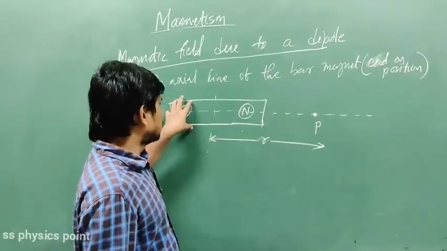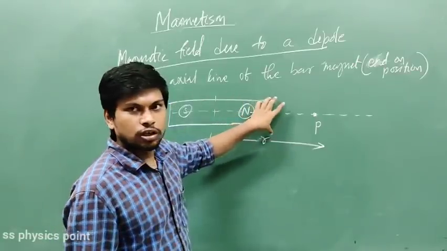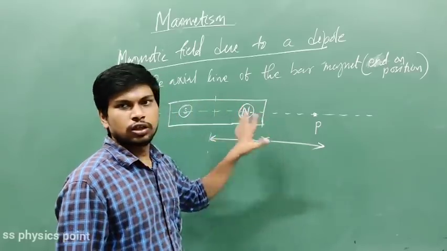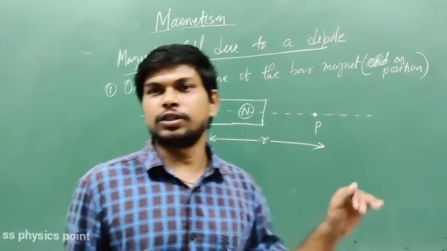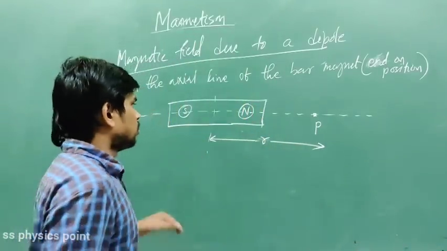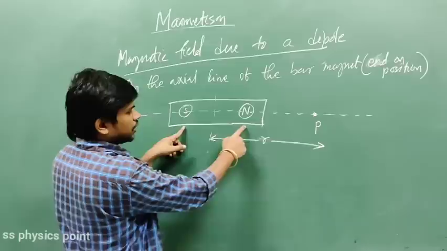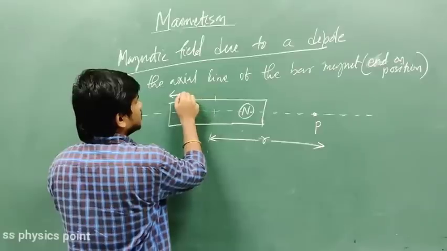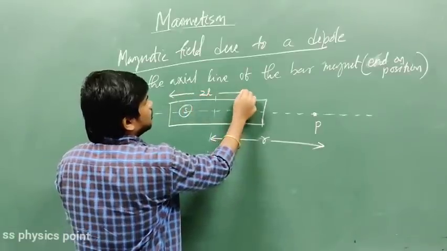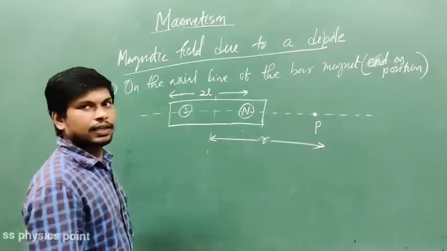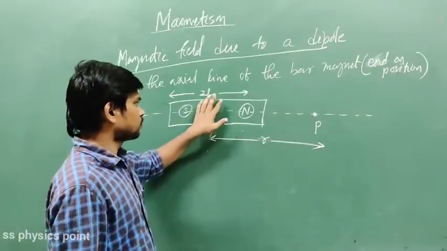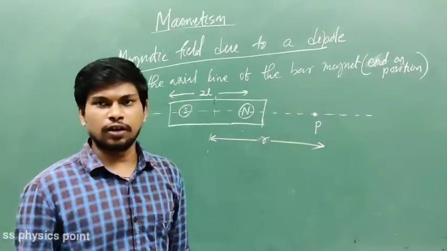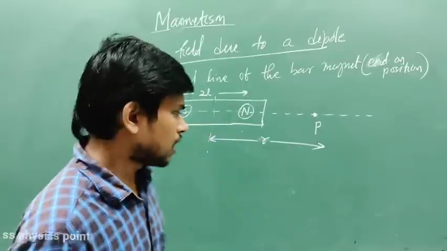This is the south pole, this is the north pole. Opposite poles, and you can say they also have the same pole strength. One more thing, suppose the distance between them is 2L. The magnetic length is 2L. So P is a point on the axial line at a distance of r.